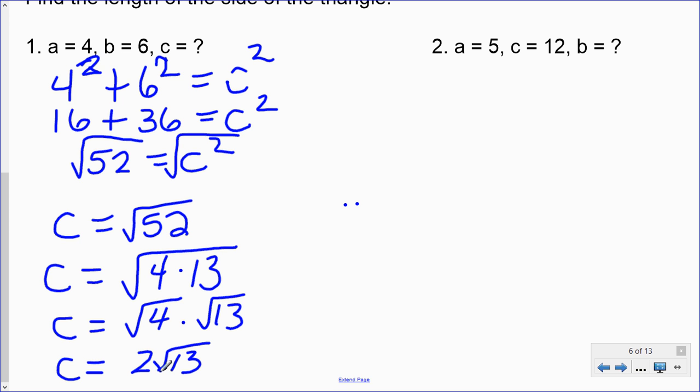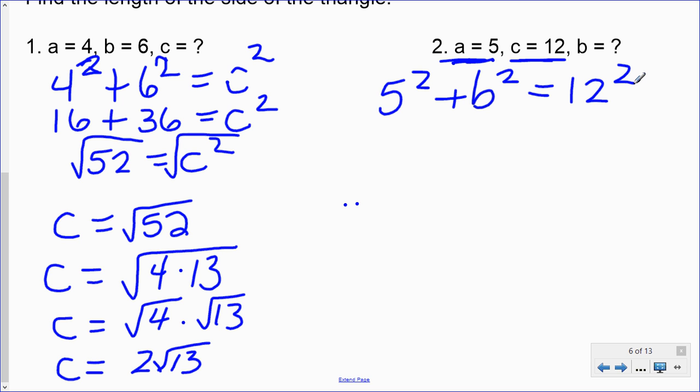Okay, your second scenario is where, notice we're given A, which is a leg, and we're given C, which is the hypotenuse, and we're solving for B this time. But let's start by plugging in. So we would start with 5 squared plus B squared equals 12 squared. And again, then we're going to evaluate our exponents. So we get 25 plus B squared equals 144.